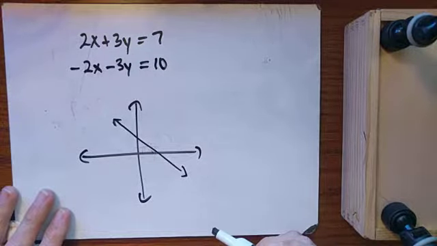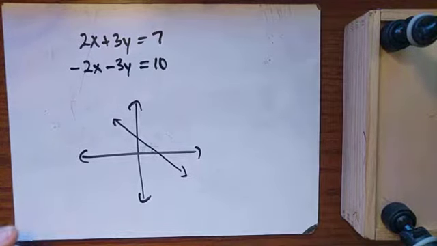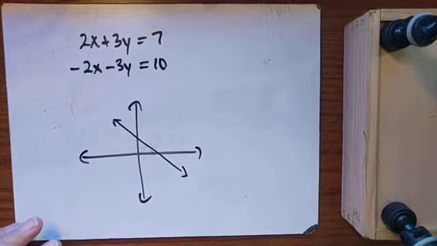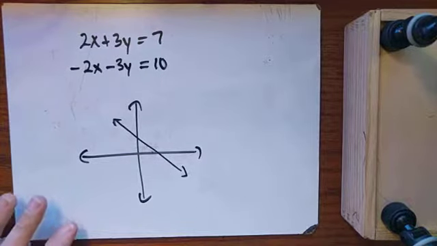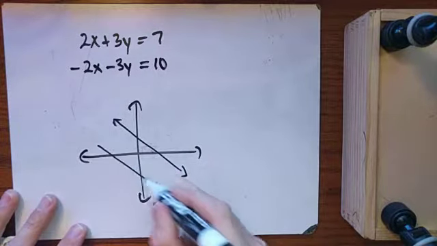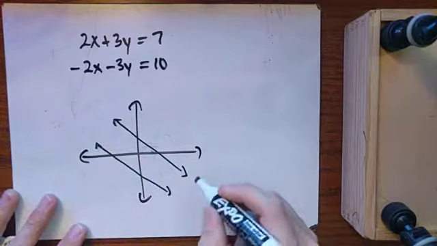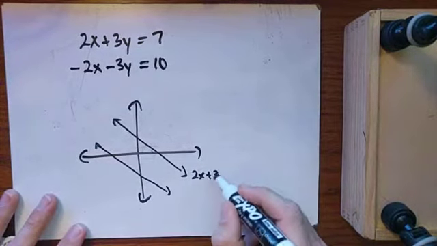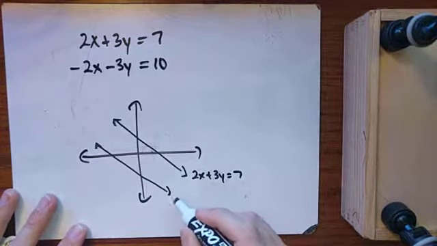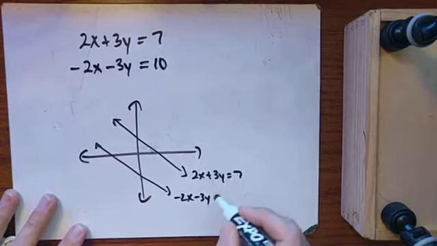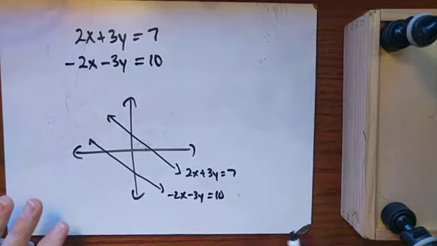Okay. The other one looks something like this, and I'm doing some work off the screen. Okay, so let me label these. This would be the line 2x plus 3y equals 7. This is the line negative 2x minus 3y equals 10. All right, and you can tell that these lines are parallel.